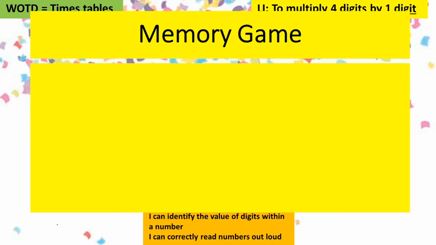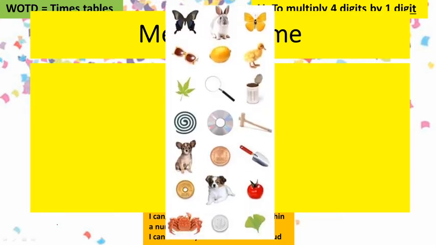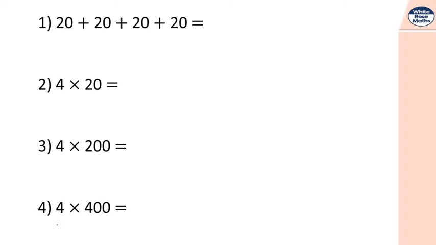Five seconds. 3, 2, 1, and stop writing down those things. I'm gonna put the picture up and you can check how many you got correct. Okay, so just pause the video, see how many of those you got correct. Okay, we're going to move on.